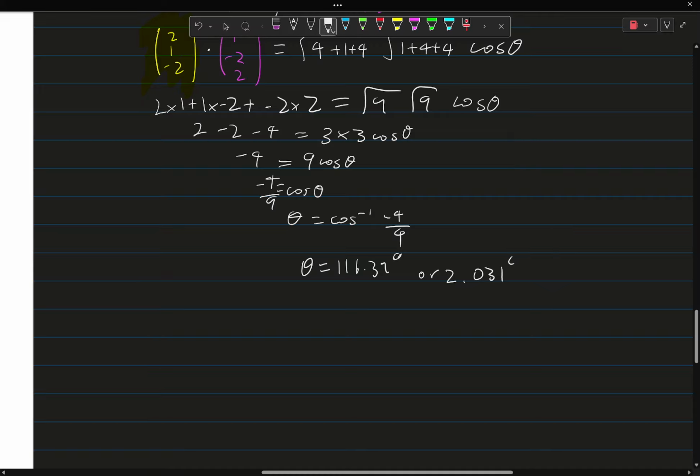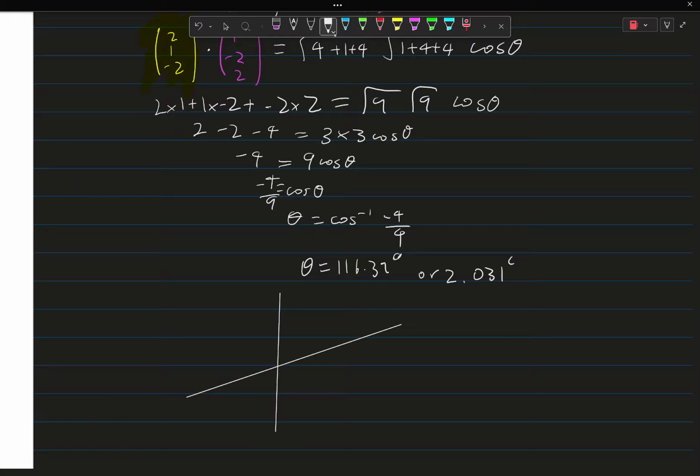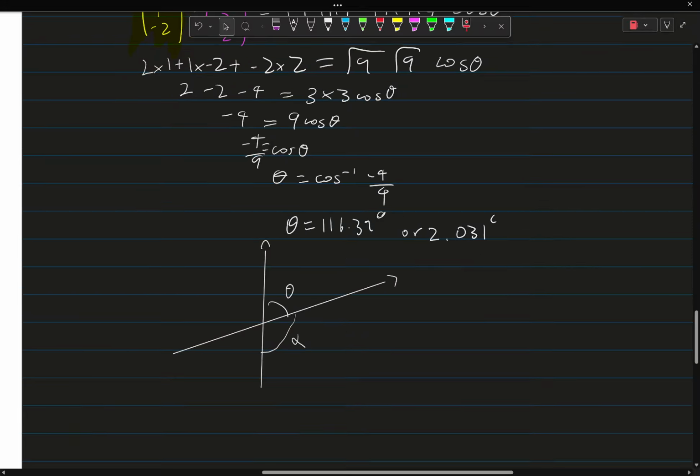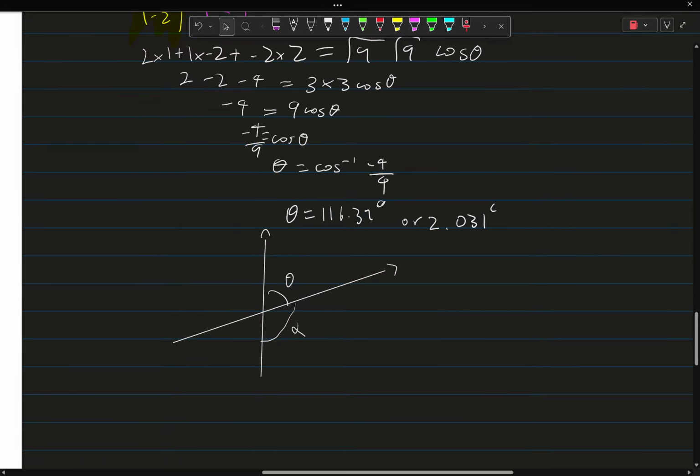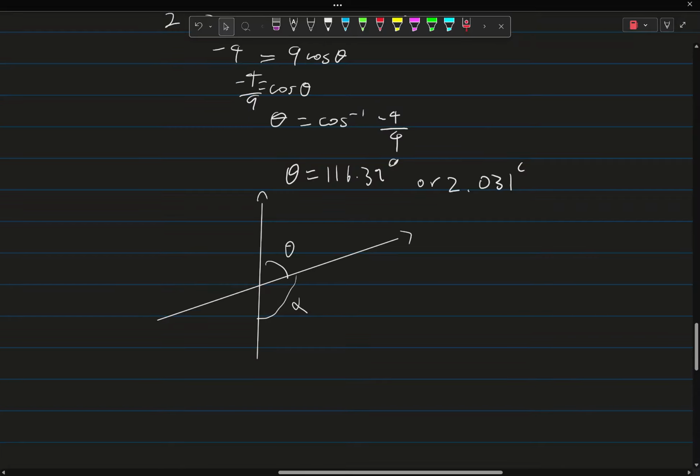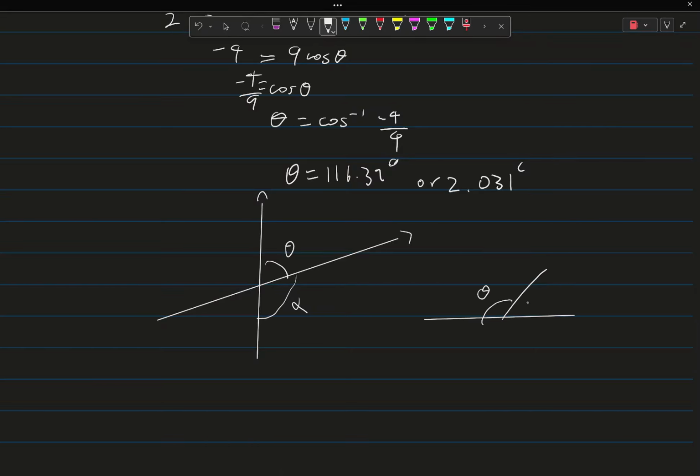When we have the angle between vectors, there are going to be two angles: the small one and the big one. Because this is an obtuse angle, we need to find the smaller angle, so we subtract it from 180, because it's a supplementary angle on a straight line. So we have our theta. Now we need to find alpha.